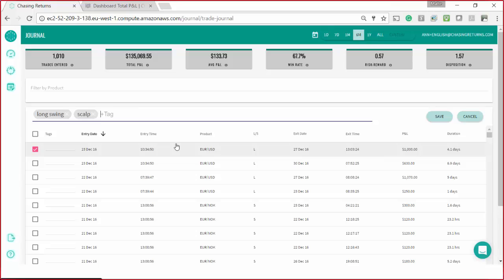So you may put in, we've got traders who track when they've been out drinking the night before, or when they had a fight with their girlfriend, and we've got all sorts of crazy things, when they didn't go to the gym. But really, the idea of tagging is you may have a system that you want to track against your trades. So what you can do is tag them in here.